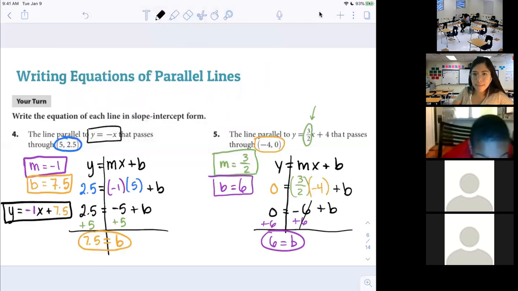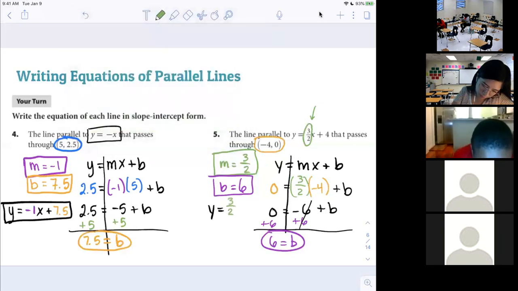0 equals 6. Hold up, Daniel. In the equation, remember, when you're finally writing your equation, you replace the m and you replace the b. That's it. Oh, okay. So it should be y equals 3/2x plus 6. There you go.